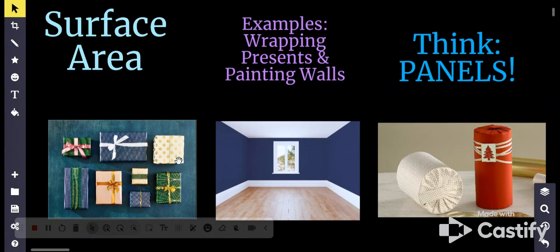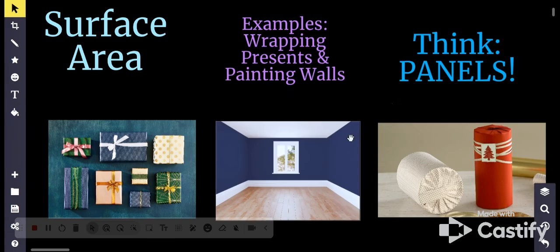First of all, wrapping presents at Christmas or a birthday or whatever. The idea being that you need to find out how many square inches of paper you need to cover that particular object. Now, it might not always be a box. It could also be a cylinder or some other random size or shape. But the point is the same, that you have to cover that object completely.